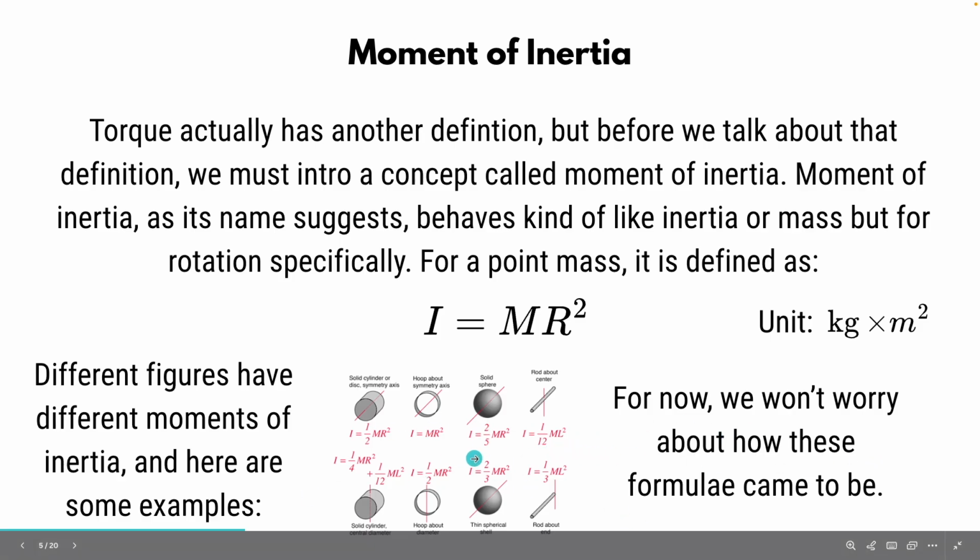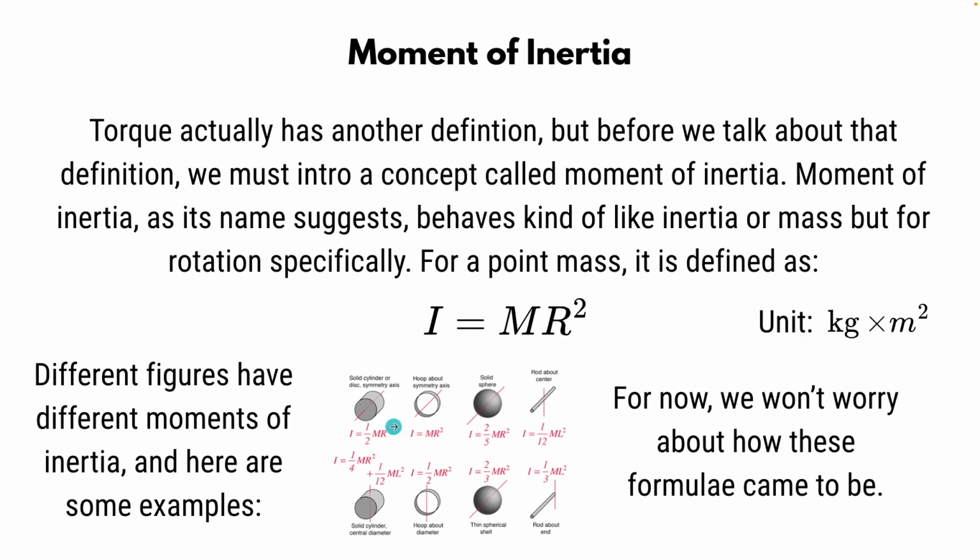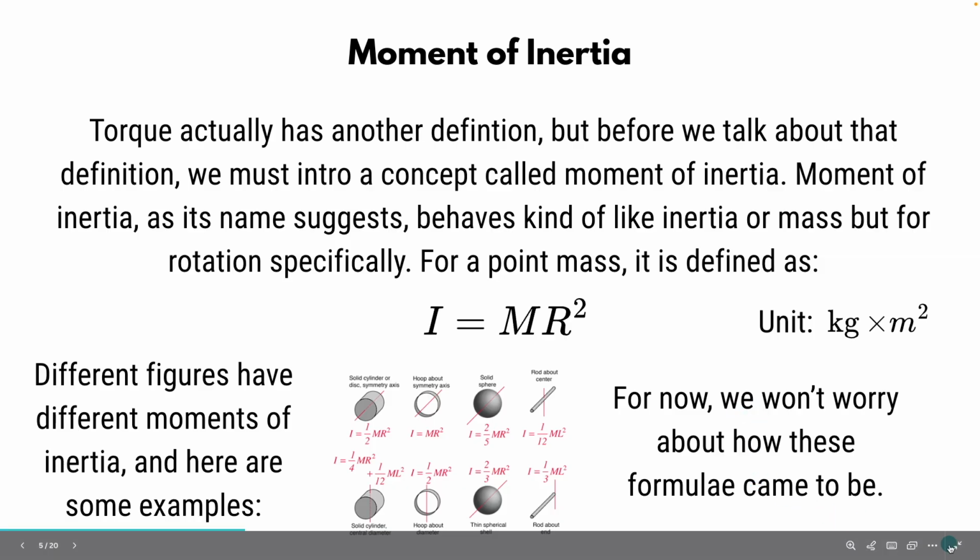An interesting phenomenon we can see here is that for certain objects, like a hoop versus a cylinder of the same mass and radius, the hoop is going to have a larger moment of inertia. While we don't have the calculus background to understand exactly why yet, in essence it's because most of the mass is distributed further out, so it has more rotational mass, I guess you can think of it like that.